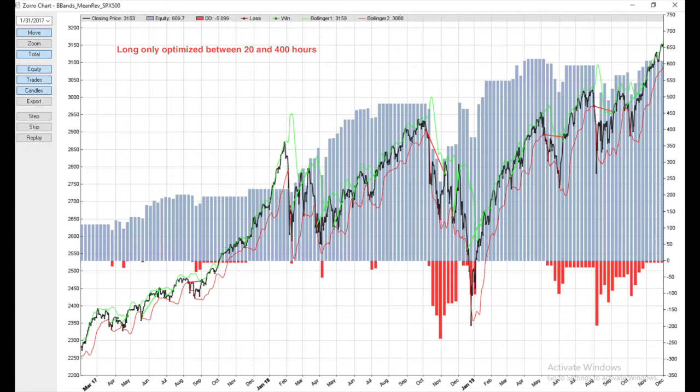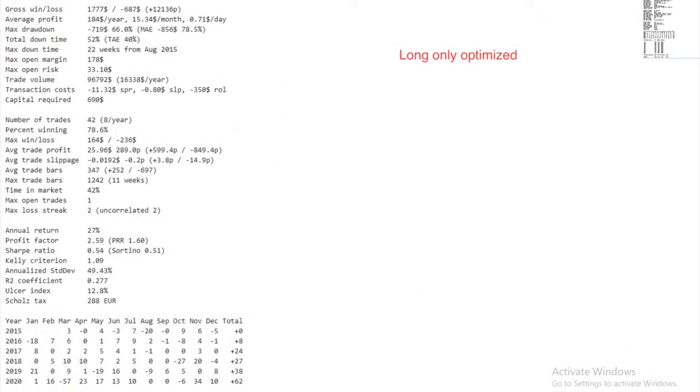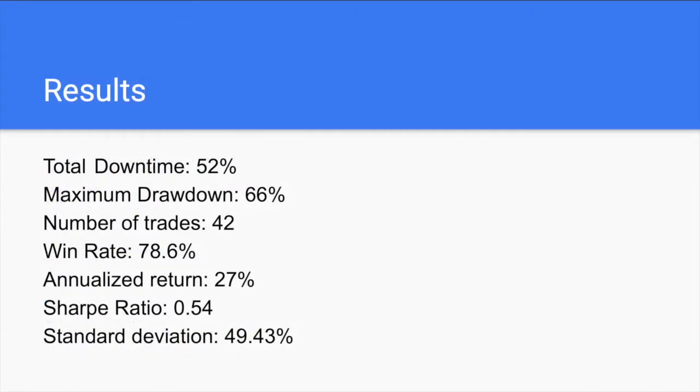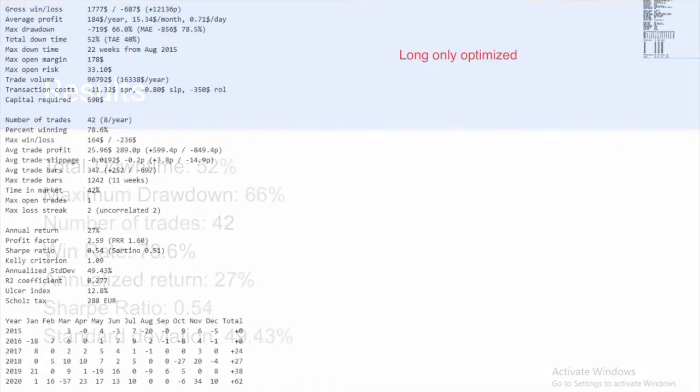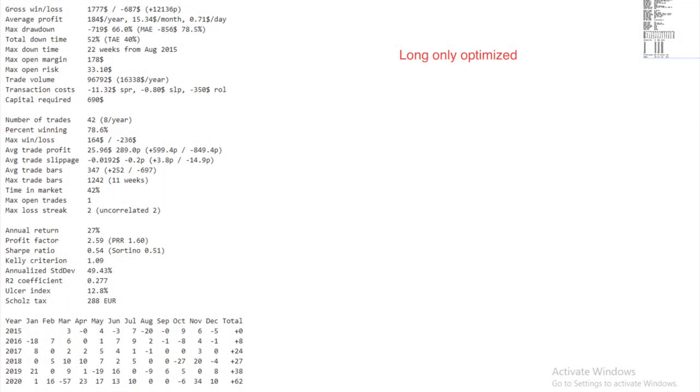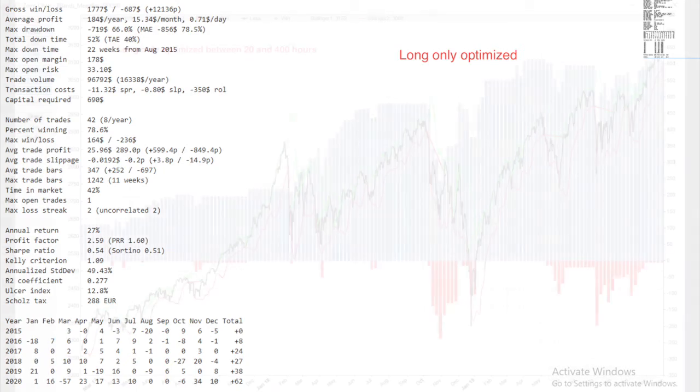We've now got a total downtime of 52%, a maximum drawdown of 66%, 42 trades, a win rate of 78.6%, an annualized return of 27%, with a Sharpe ratio of 0.54. So as we can see, there are 10 times fewer trades than in the previous example. However, the maximum downtime and the maximum drawdown have decreased significantly, while the annualized return has increased. As opposed to the previous version, this one has not lost money in any of the 5 years. This one, at the end of the day, has turned into a buy the dip type of strategy since we are long only.